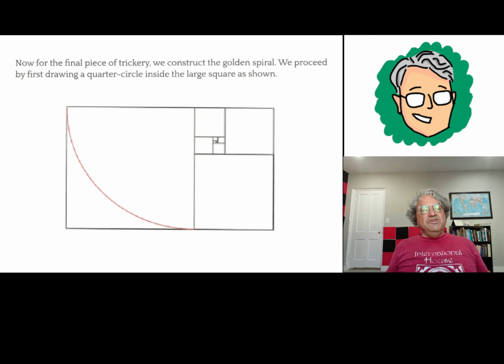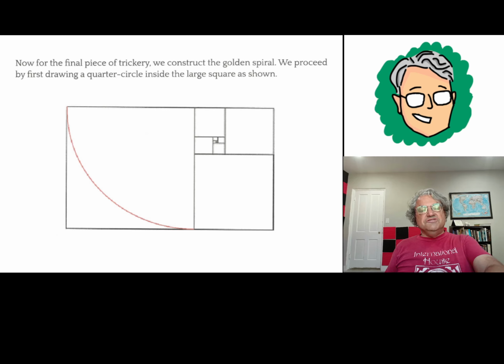So we start with the biggest square, that's the one on the left, and now we make a circular arc, a quarter circle, starting at the upper right corner, going down to the bottom right corner of this largest square. So that's that red arc I'm showing.